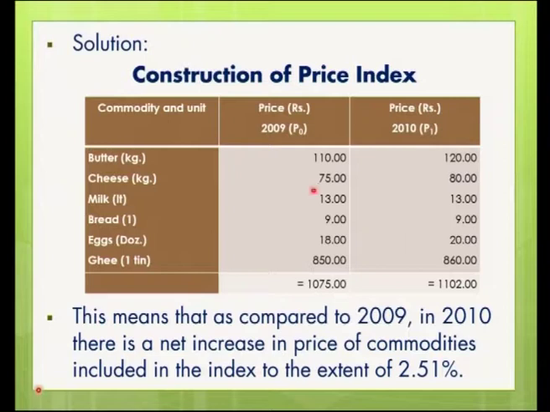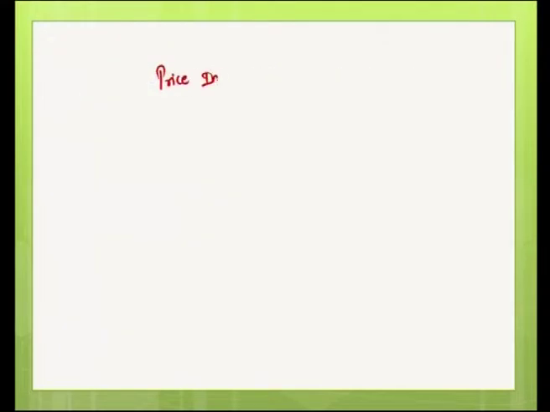Okay. First of all, take the tabular column and take its total. The total of the 6 commodities' prices is taken as P naught, as I told you. P naught, starting from 110 to 850, is 1075, and similarly starting from 120 to 860 for the year 2010, which is the P1 values. So, summation P naught is 1075 and summation P1 is equal to 1102. This means as compared to 2009, in 2010 there is a net increase in the price of commodities to the extent of 2.51. Now, the price index is calculated using the formula.